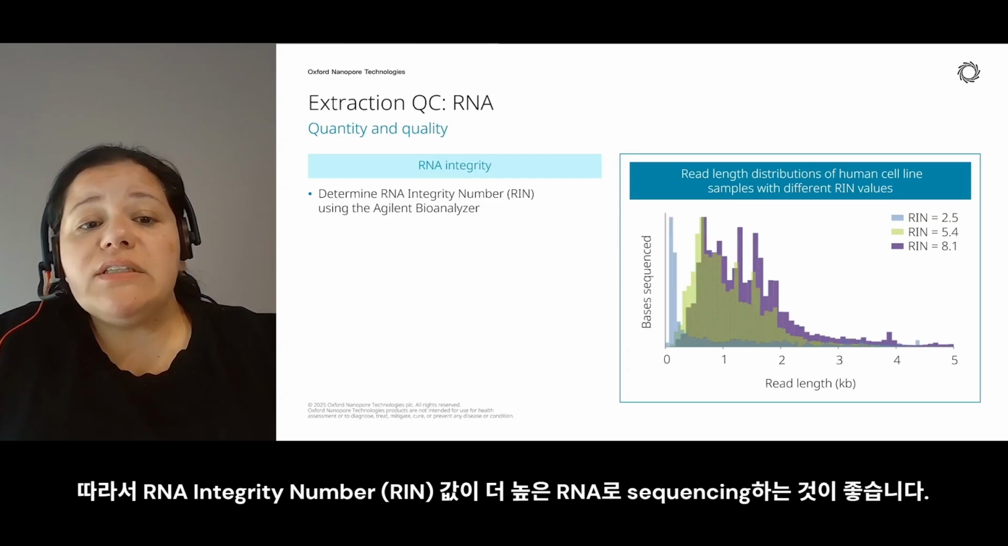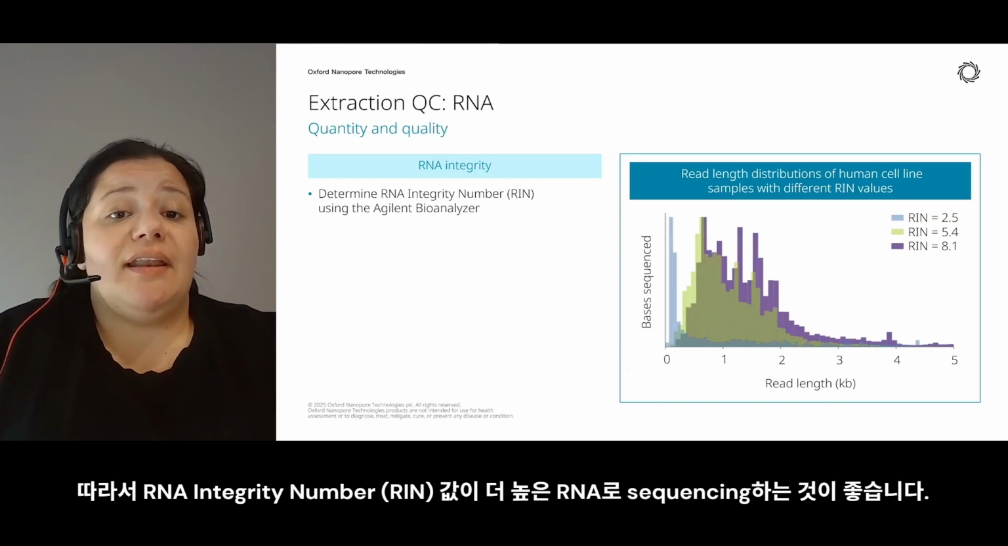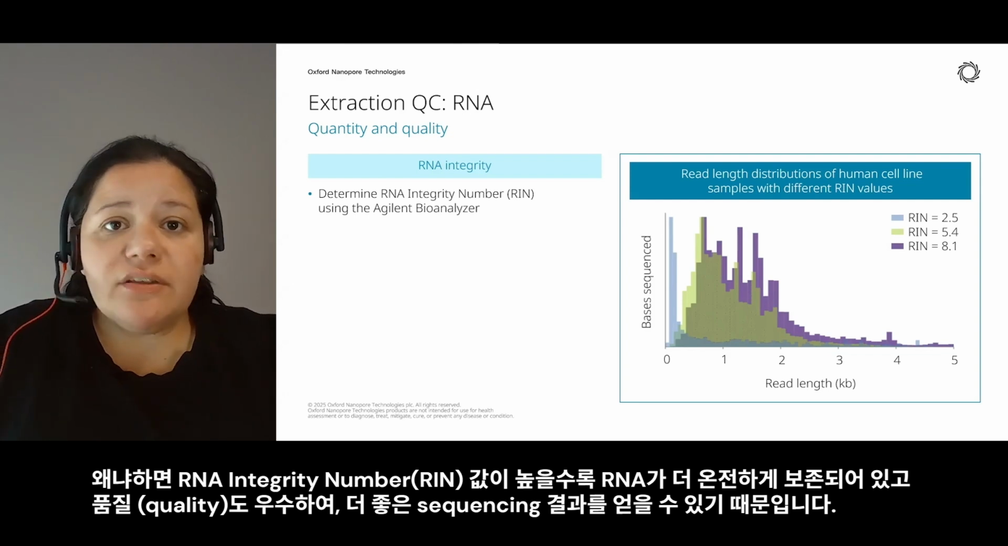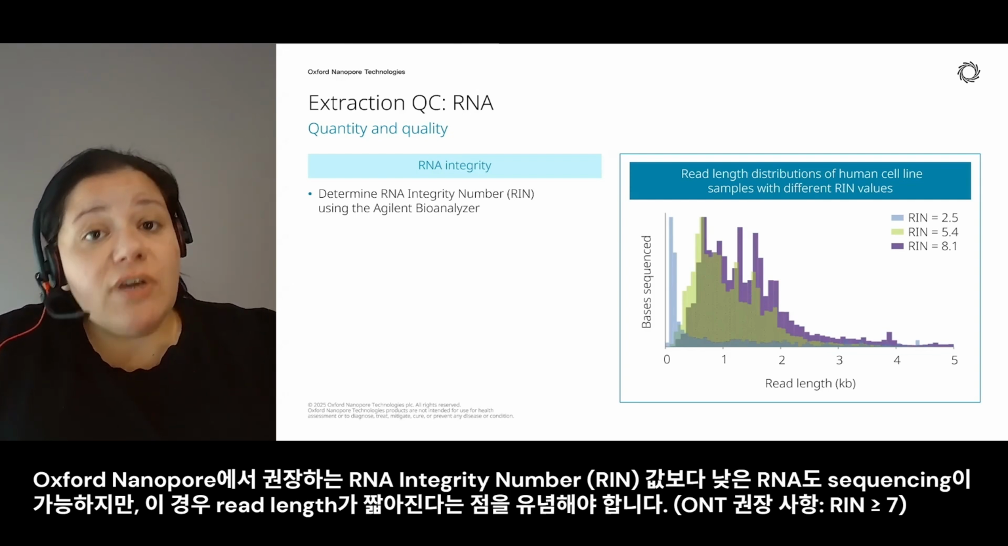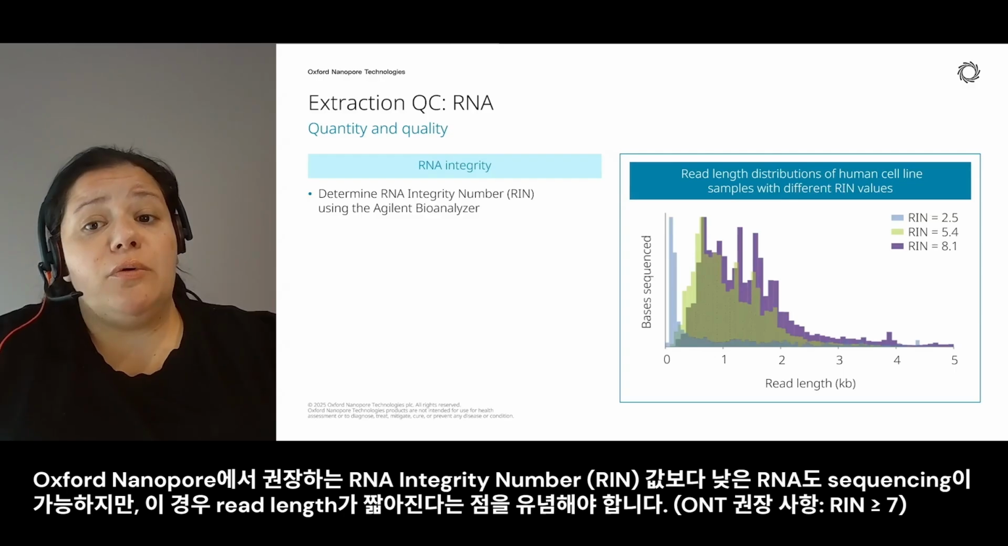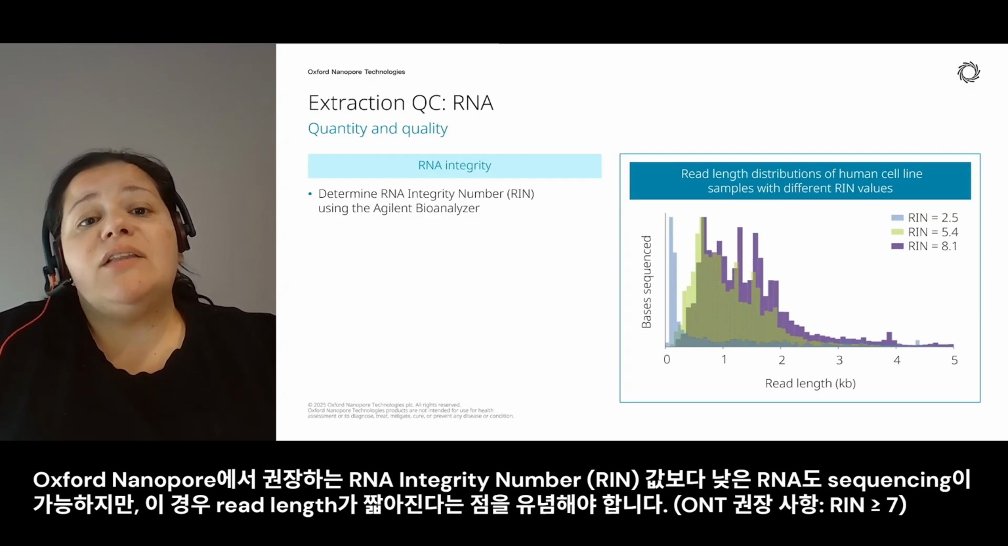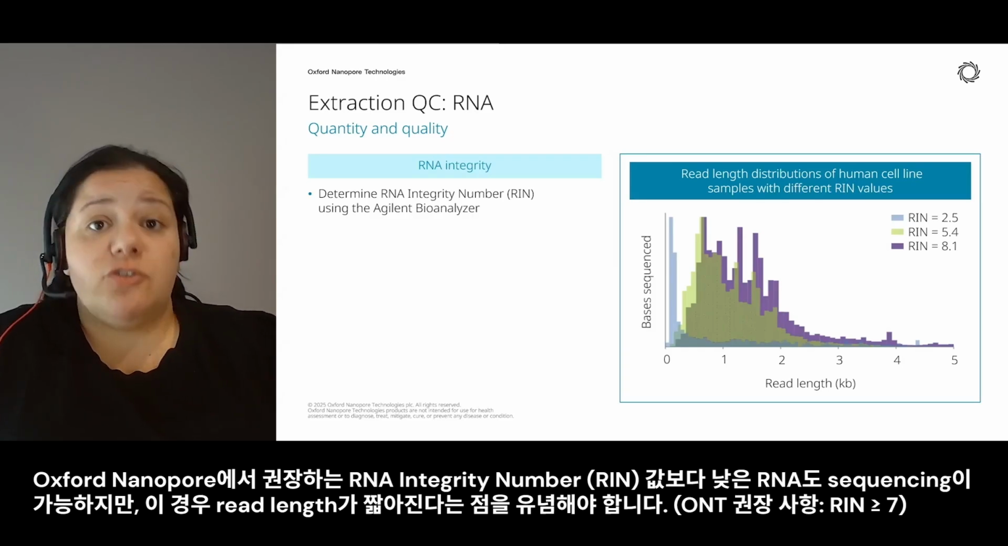So you should always aim to sequence something with a high RIN because it's more intact, it has higher quality, and it will give you better results. You can sequence samples with a lower RIN than what we recommend, but keep in mind that that will result in shorter reads.